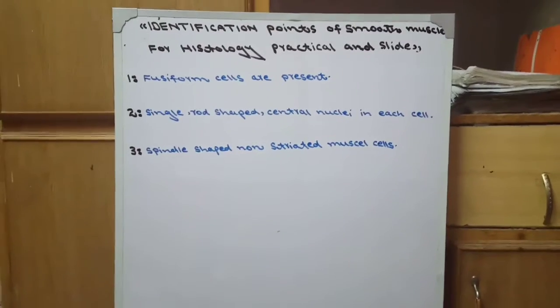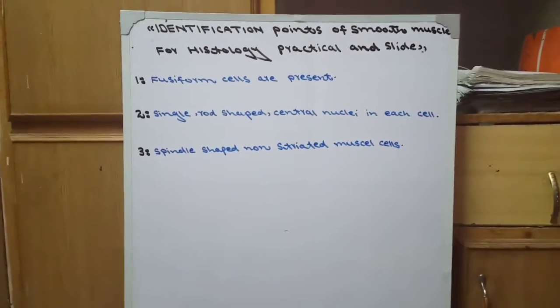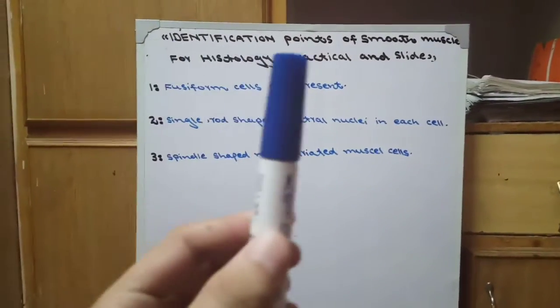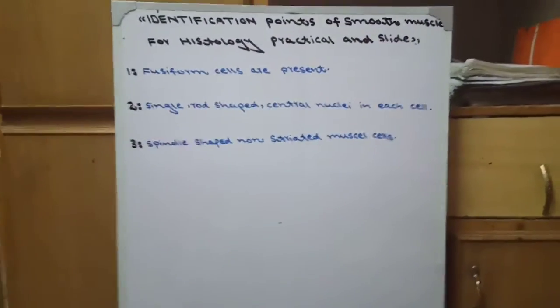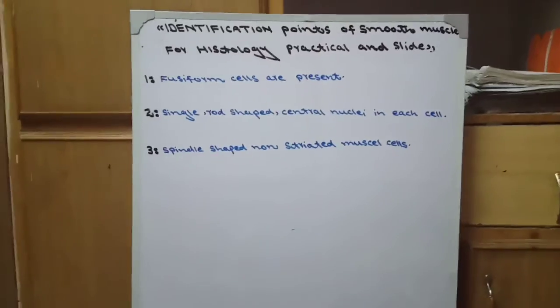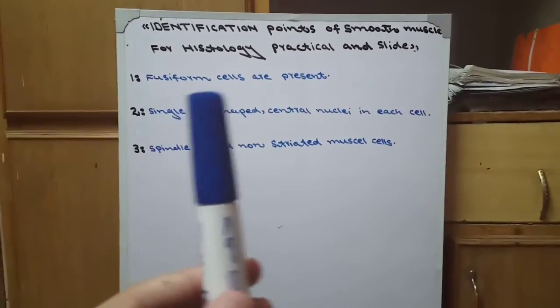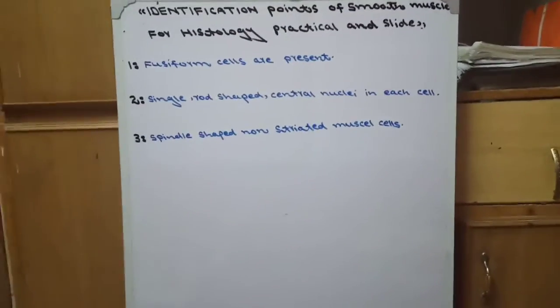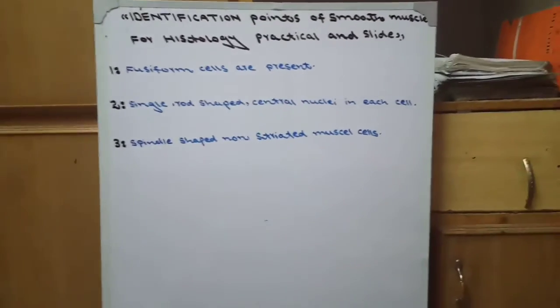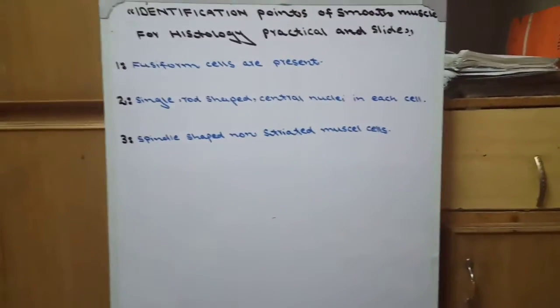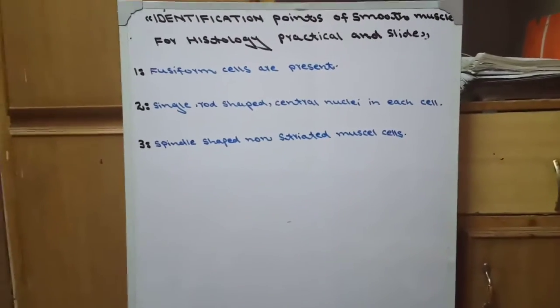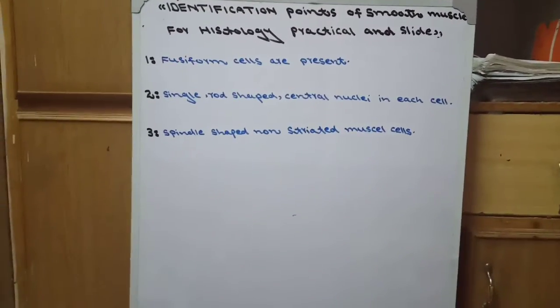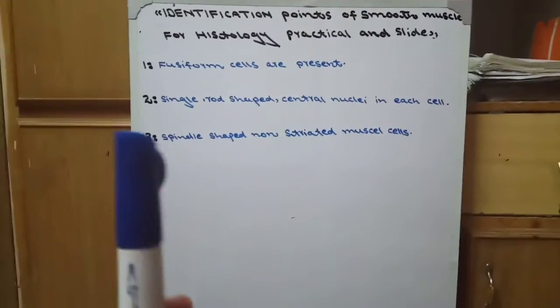Today our topic is related to histology: identification points of smooth muscle for histology practical and slide. There are three identification points. Number one, fusiform cells are present, meaning spindle shape. Fusiform means spindle shape, eye shape, human eye shape or spindle shape. It means the cell is broad at the center and tapers at the ends. Fusiform cells are present.